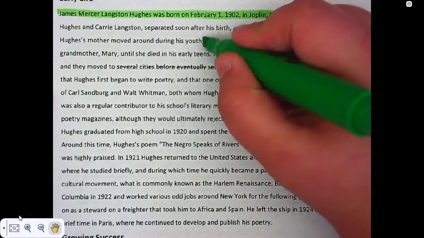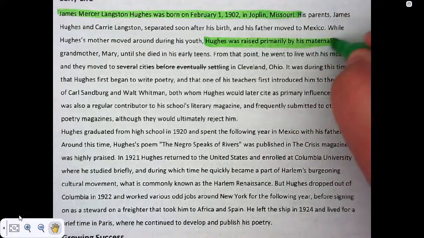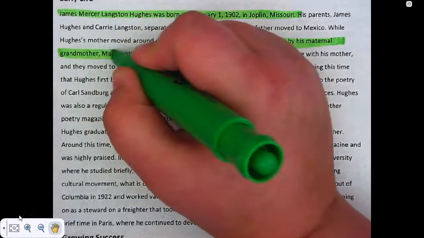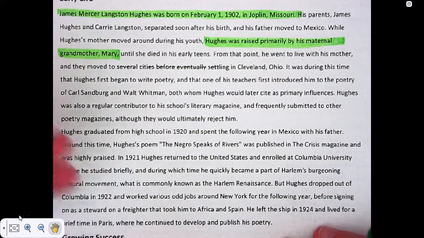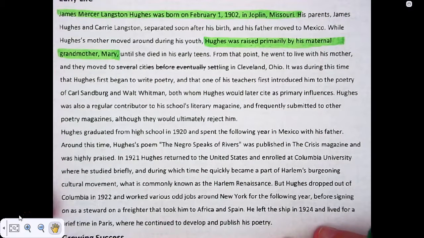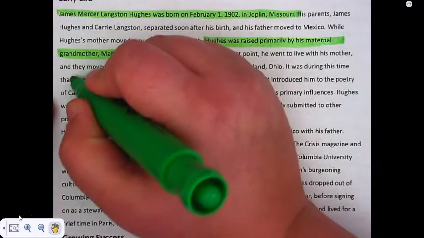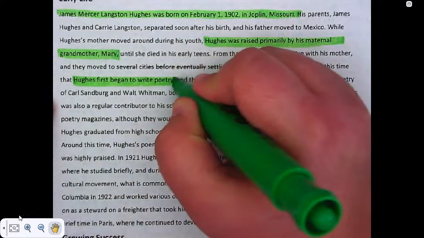Something else I'm going to highlight is the fact that he was raised primarily by his maternal grandmother, Mary. This lets me know that something was going on with mom and dad. It does tell me that they separated and lived in different places, but I want to focus on the fact that he was raised primarily by his maternal grandmother because that's really important information. It's letting me know that that's who is really in charge of his upbringing as he's growing up. When she passes away, he goes to live with his mother. And then it says that at this time, he's going to first begin to write poetry.